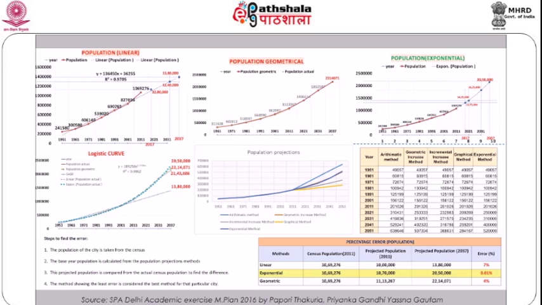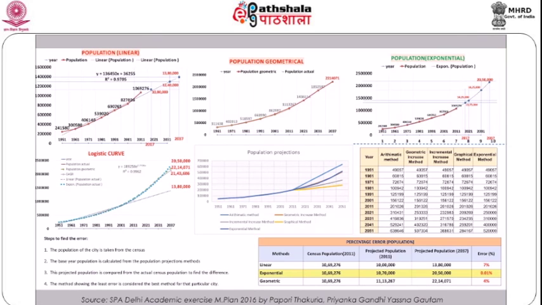Now how do we choose which figure would be the future population from these estimates? One needs to calculate the error. You can see the steps of calculating error given here. The estimate where the error is the least is considered as the future population for the city.